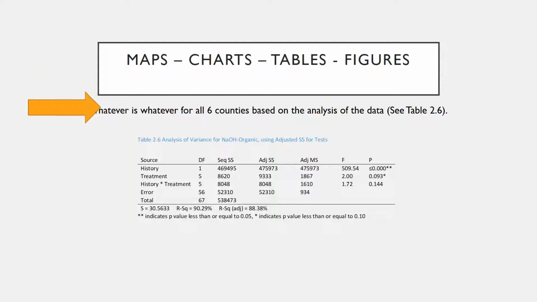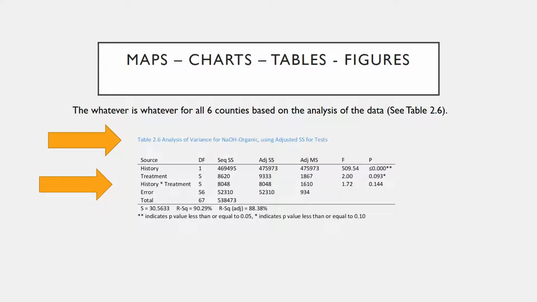The first thing I want to point out is above the table, not part of it. So you make a line of text and then stick the table below it. The line of text will indicate the table number and then the title of the table. In this case, this is one from a paper I'm writing. It's called Table 2.6, Analysis of Variance for Sodium Hydroxide Organic Using Adjusted Sum of Squares for Tests. And then below that title is the actual table where I have all the different elements of the analysis of variance.